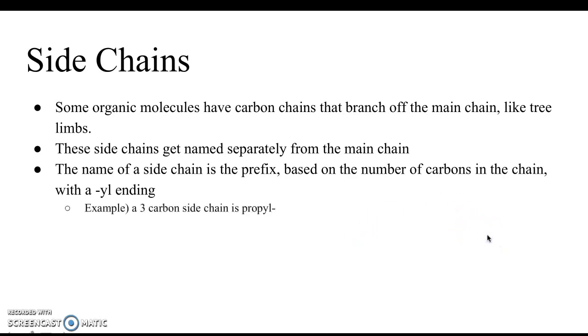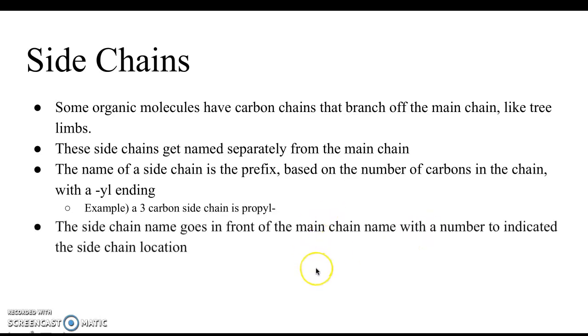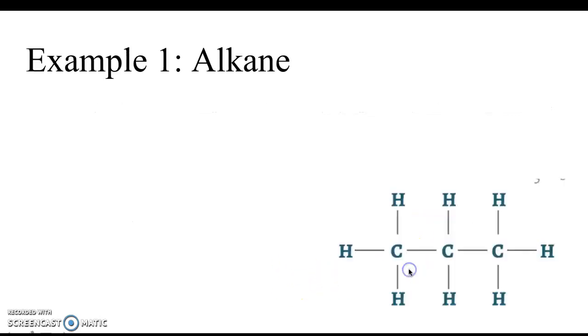Here's another example. If you have a 3-carbon chain, 3 carbons get the name prop, you add YL to the end, and a 3-carbon side chain would be called propyl. The side chain name actually goes in front of the main chain name with a number to indicate which carbon the side chain is located on.